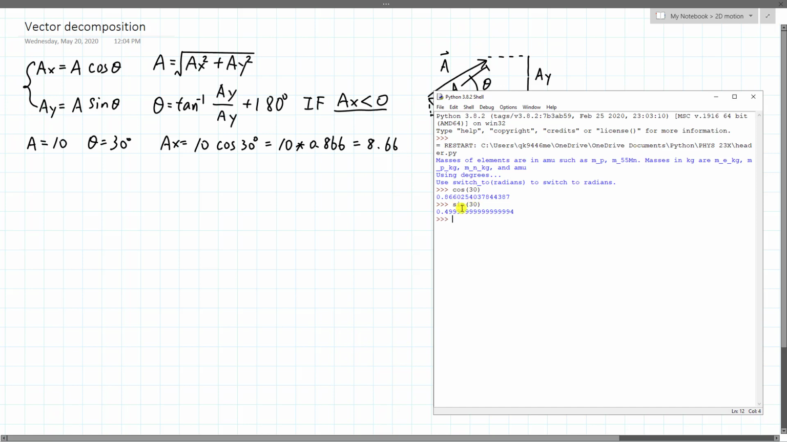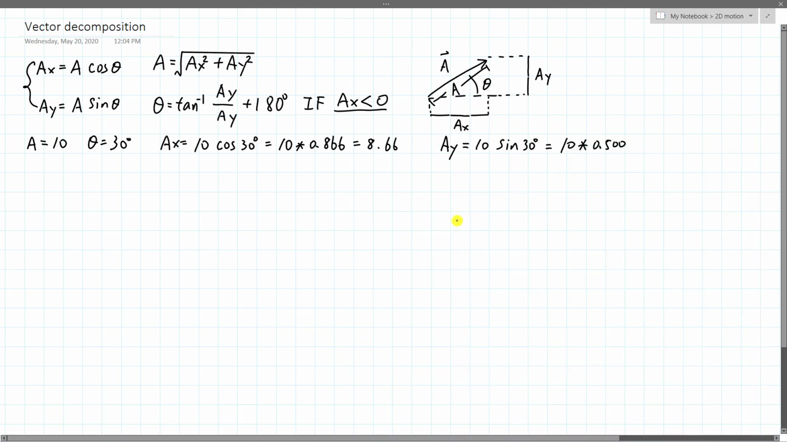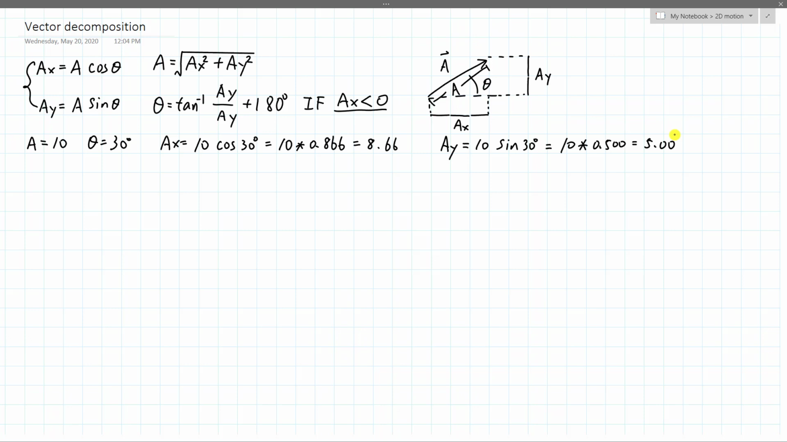I usually use this sine 30 degrees to check whether my calculator is in degree mode or radian mode. If I can't really tell what mode it's in, if I do sine 30, if it gives me 0.5, I know it is in degree mode. If it doesn't give me 0.5, it's probably not in degree mode. Okay, so that is 5. So this is how you decompose a vector 10 units long along the 30-degree angle into 2 separate component vectors in the x direction or horizontal and in the y direction vertical.